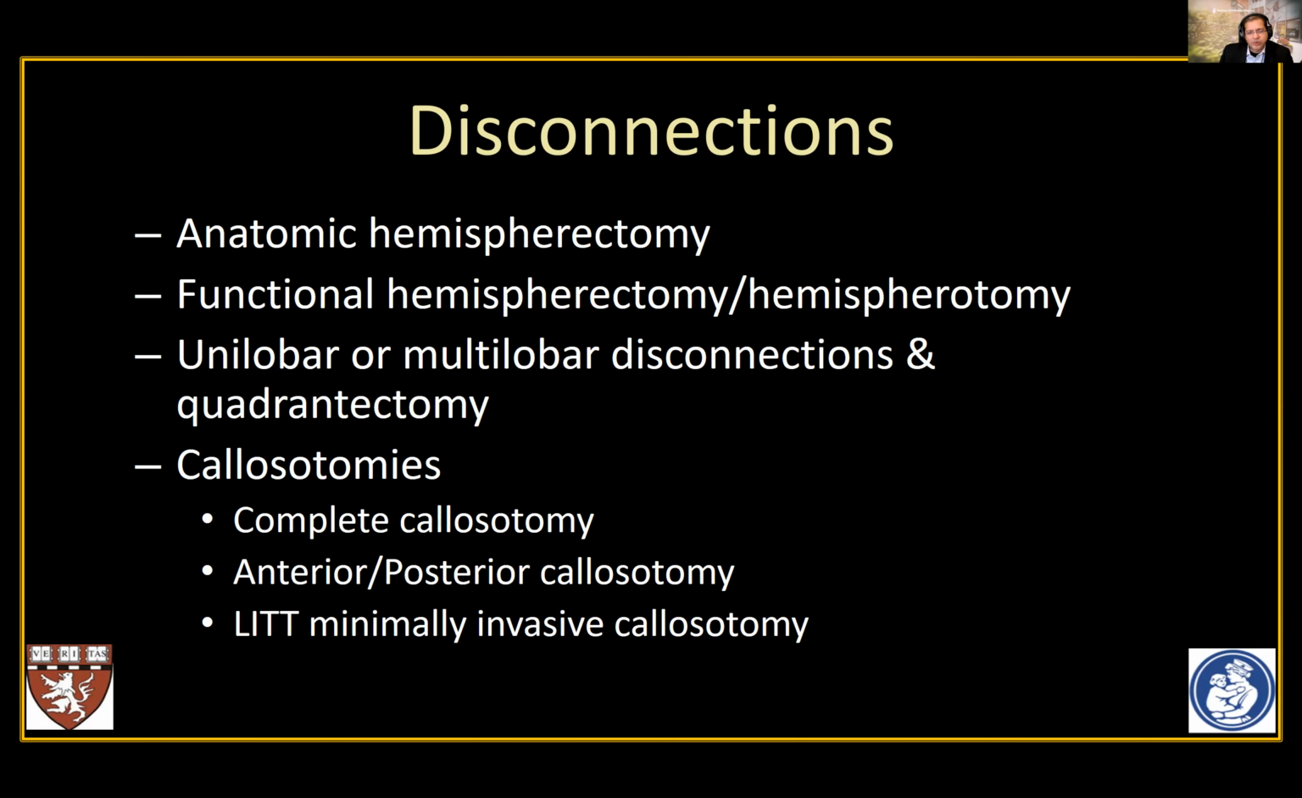Disconnections can be divided into either hemispherectomies or other disconnections. Hemispherectomies are divided into two different varieties: the anatomic hemispherectomy or the functional hemispherectomy or hemispherotomy, slightly different surgeries, but they come in the same category. And then you have unilobar or multilobar disconnections and quadrantectomies. And then you have callosal surgeries, which can be the complete callosotomies or anterior or posterior callosotomies, and also minimally invasive callosotomies. For today's talk, I will concentrate again just on hemispherectomies specifically.